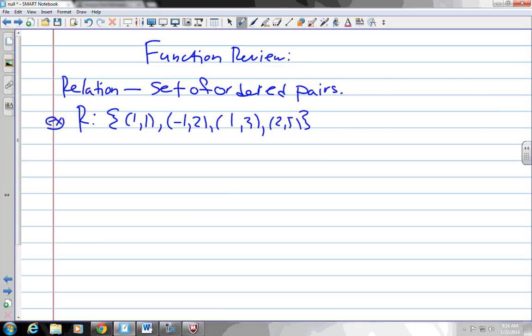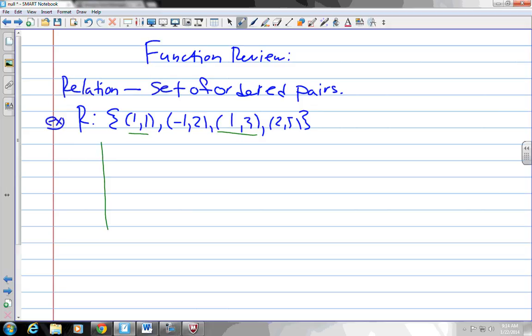Is this a function from what we just kind of talked about? No. Why not? Because it has these 2 points, right? One relates to 1 and one relates to 3 at the same time, which is okay for a relation, but it's not okay for a function. We want an x to produce a unique output. Okay? So this is what you were saying about the vertical line test.